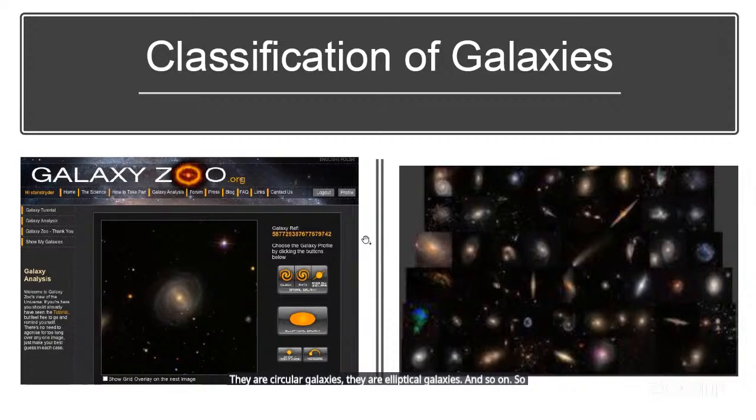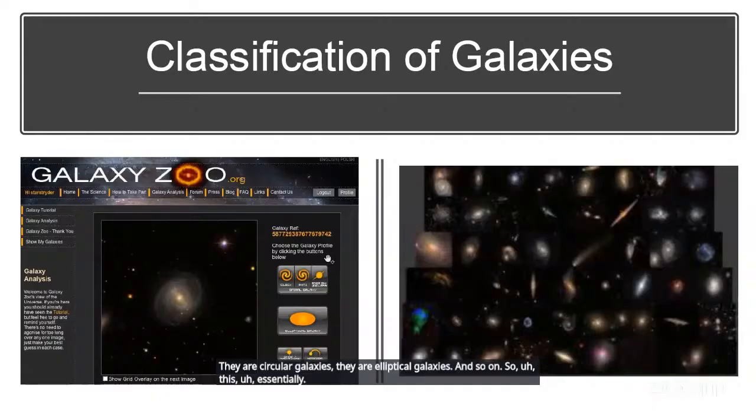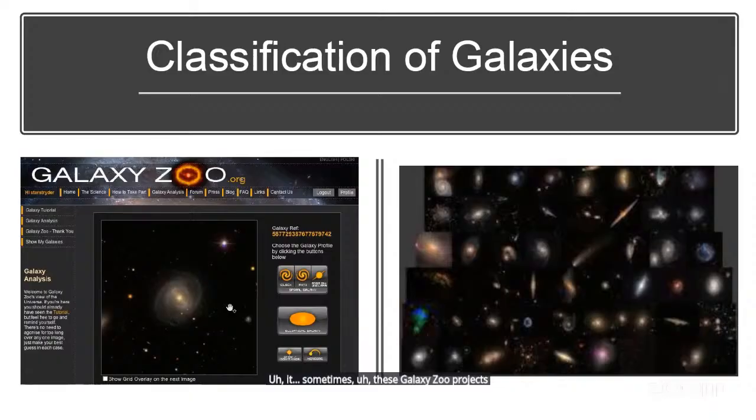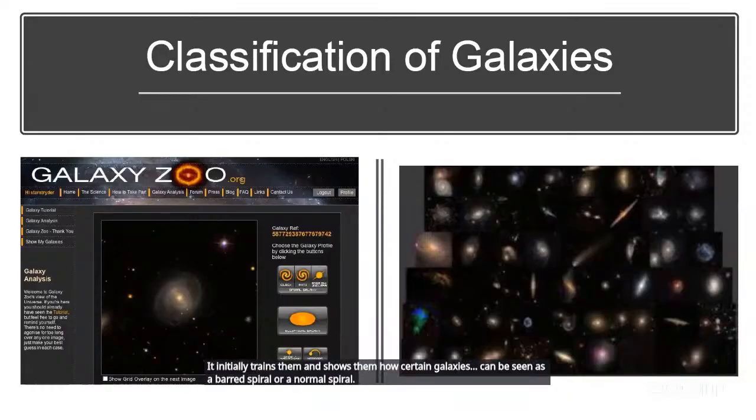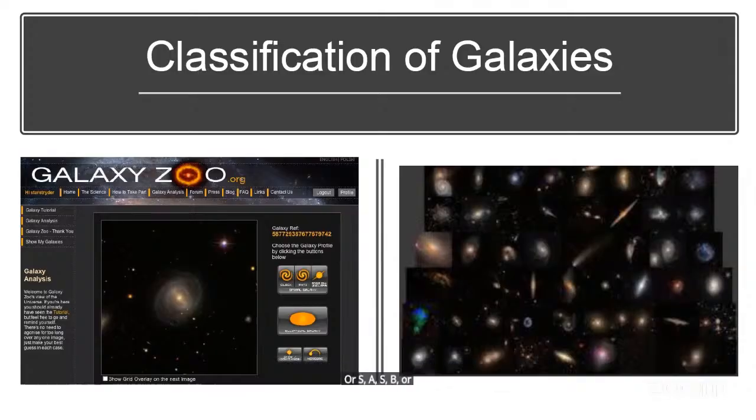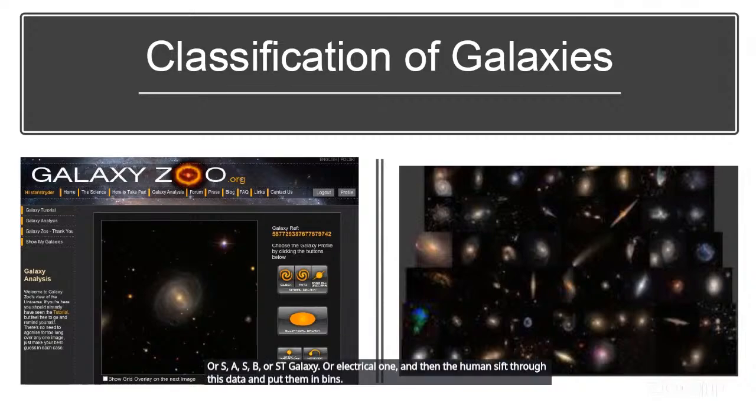Sometimes these Galaxy Zoo projects even use human beings to classify them. It initially trains them and shows them how a certain galaxy can be seen as a barred spiral or a normal spiral, or an SA, SB or ST galaxy or an elliptical one, and then the humans sift through this data and put them in bins. The other way of doing it is through machines.